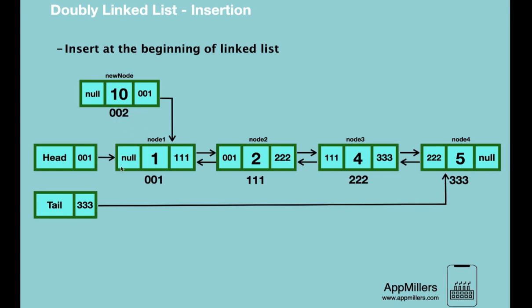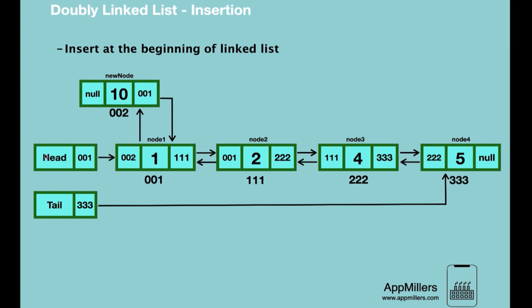Then we need to create a reverse link between node 1 and the new node. To do so, we need to update the previous reference of node 1 to the physical location of the new node. In our case, the physical location of the new node is 002, so we will update the previous reference of node 1 to 002. By doing this, we are creating a reverse link between node 1 and the new node.